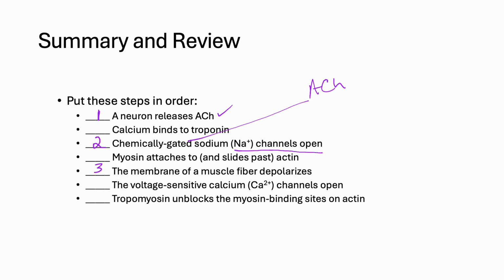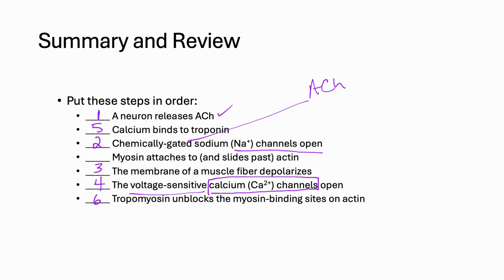Number four, when that depolarization reaches the triad, where it travels down the T-tubule and reaches the terminal cisternae of the sarcoplasmic reticulum, that's going to trigger these calcium channels to open. These are voltage-gated calcium channels. When they open, we get calcium ions binding to the regulatory protein troponin.